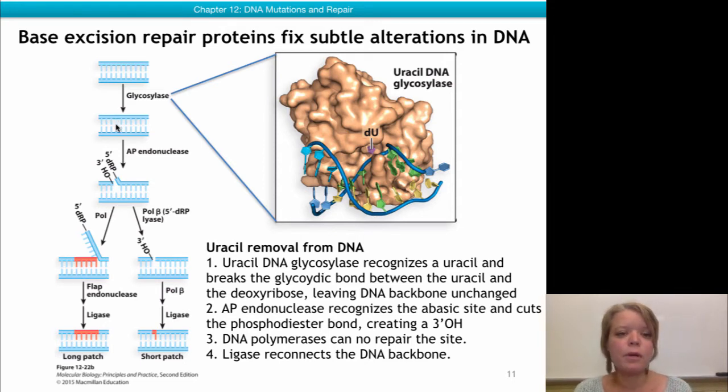These particular abasic sites are then recognized by a different enzyme, which is the AP endonuclease. AP stands for apurinic or apyrimidinic endonuclease. So either the purine or the pyrimidine in this particular location is missing. What it does is then cut out the sugar and the phosphate from the abasic site, leaving a nick in the DNA, which has a 3' OH and a 5' phosphate.